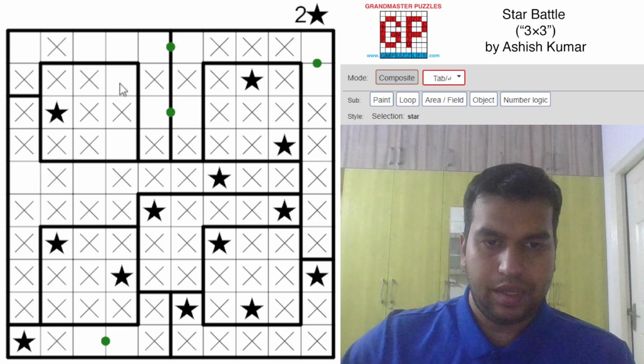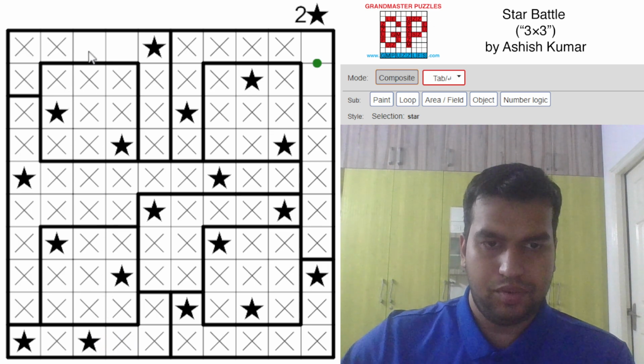Now since there is a star here or here, this will be crossed out. You put a star here, that gives a star here, that gives a star here, here. And we can just quickly finish it off now, just looking at the columns and rows which are filled up.